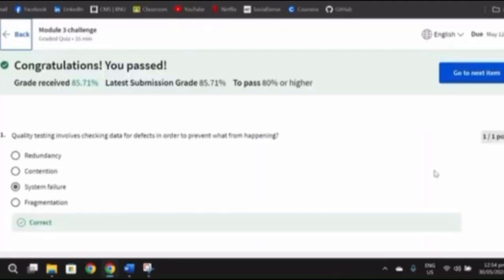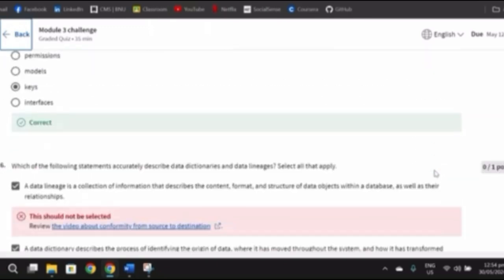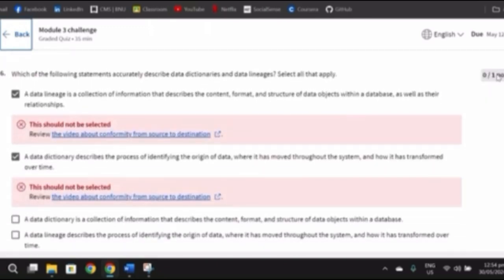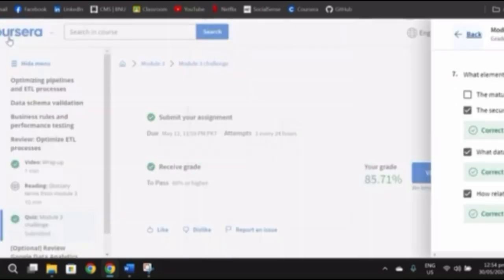Now we'll take a look at the quiz of this module, in which I scored 85%. And here's the solution that I got. Yeah, one's wrong.